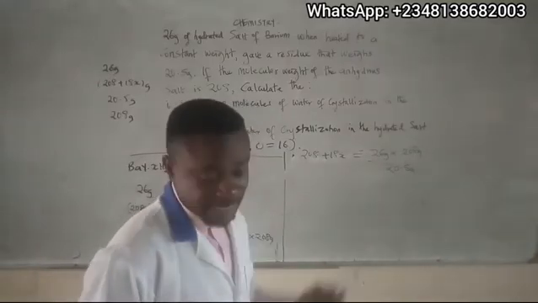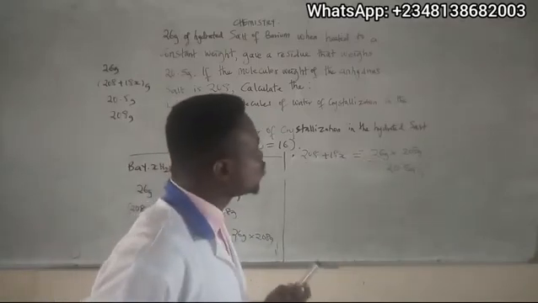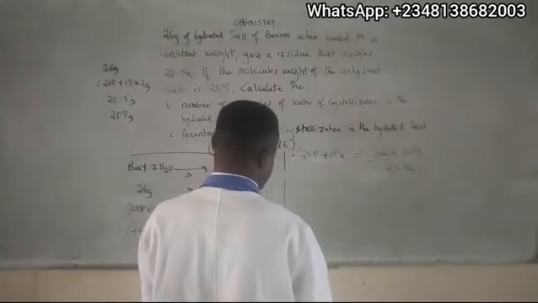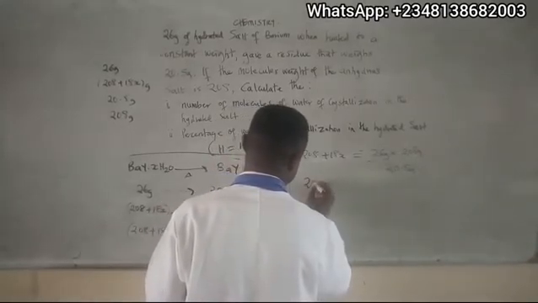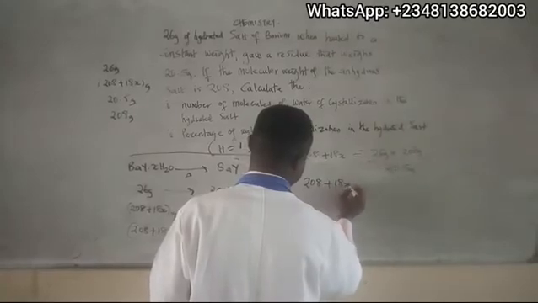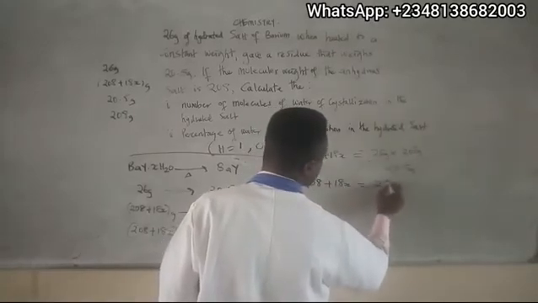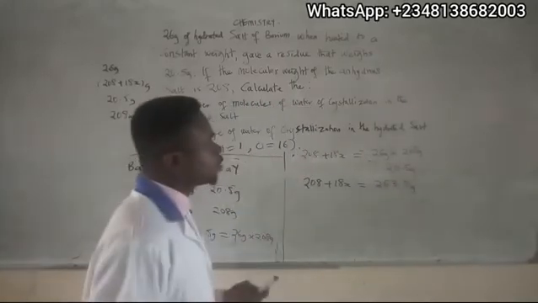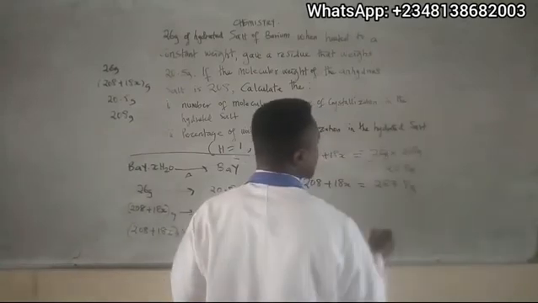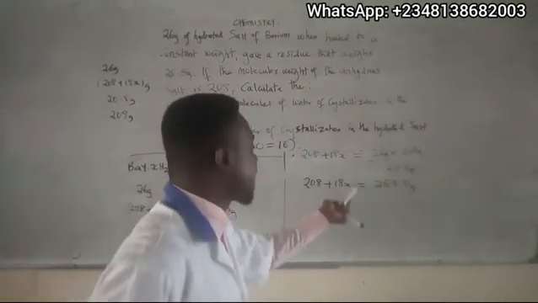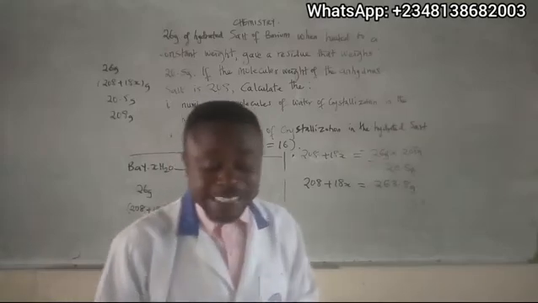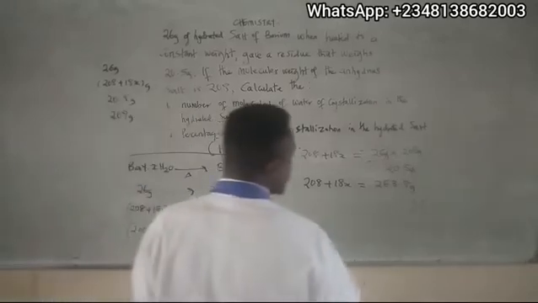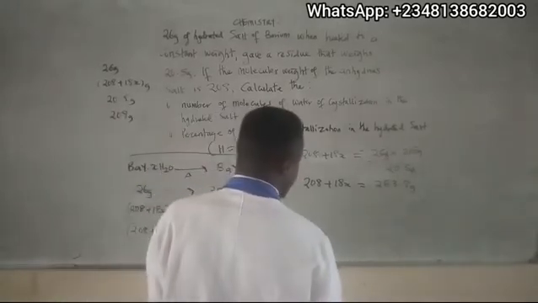This times this over this. This will now become 208. 208 plus 18x is now equal to 263.8 gram. This is what it gives us, because we cancel 1 gram here. If you punch a calculator, it will give us 263.8 gram approximately.